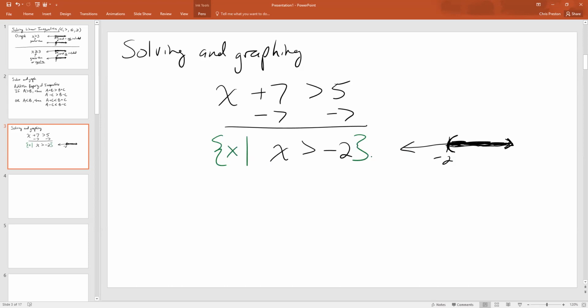This is called set notation. The little squiggly braces mean the set of numbers. So these are the set of numbers X such that this is true. That's why this is called set builder notation, because you're using a rule to build the set. So the rule is the number has to be bigger than -2.